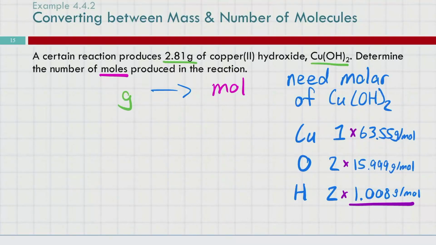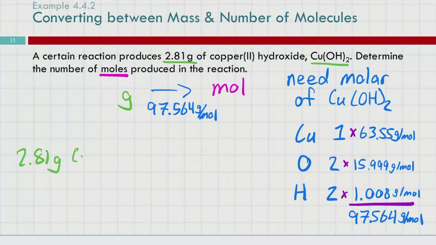All right, so a whopping 97.564 grams per mole. This lets us actually do the calculation. So we're going to be using this. Starting with 2.81 grams CuOH2.